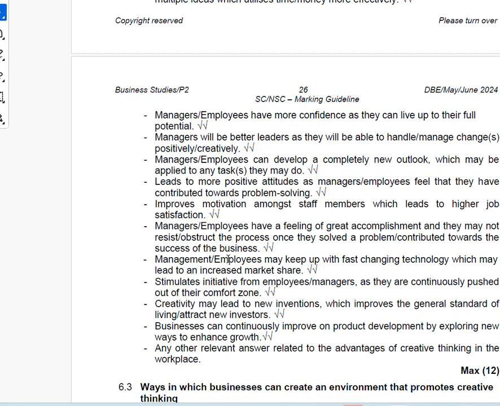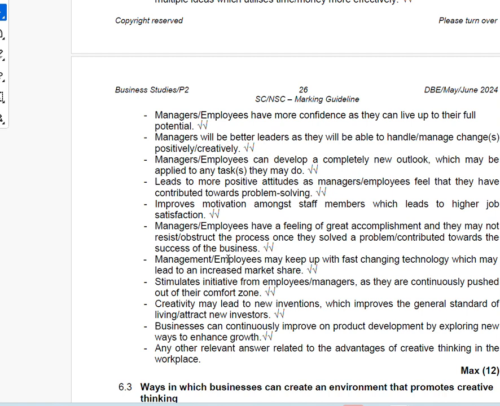It leads to a more positive attitude as managers or employees feel that they have contributed towards problem solving. It improves motivation among staff members, which leads to high job satisfaction. Managers or employees have a feeling of great accomplishment and they may not resist or obstruct the process once they resolve the problem or contribute toward the success of the business.